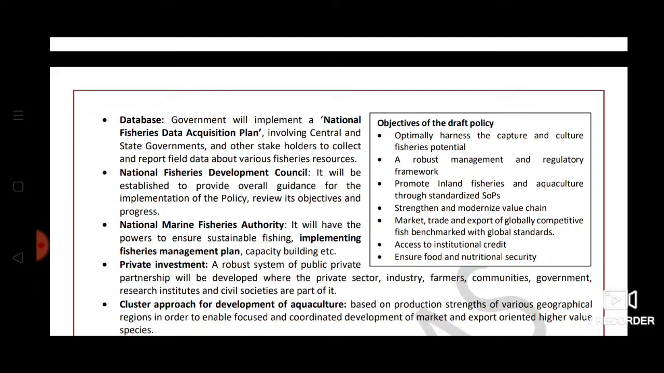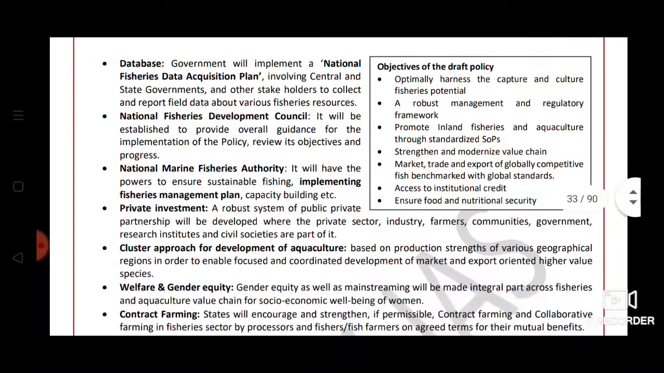Then we come to the database. Government will implement a national fisheries data acquisition plan involving central and state governments. National Fisheries Development Council will be created. It will be established to provide overall guidance for implementation of the policy. National Marine Fisheries Authority. So the first 3 points are plans, next is an act, then you have the database, then you have the council and the authority. So you need to learn it by heart that way. National Fisheries Development Council and the National Marine Fisheries Authority.